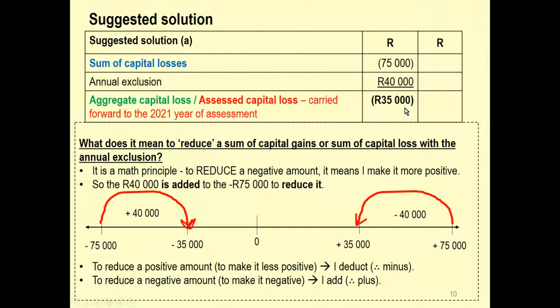Now, the same principle applies if you were working with a sum of capital gains. If you're working with a sum of capital gains, that means you're working with a positive 75,000. To reduce a positive, what do I do? I minus, okay? And that will bring me to 35. So it's a basic math principle that if I want to reduce a positive amount, in other words, I want to make it less positive, then I have to deduct. In other words, I minus.